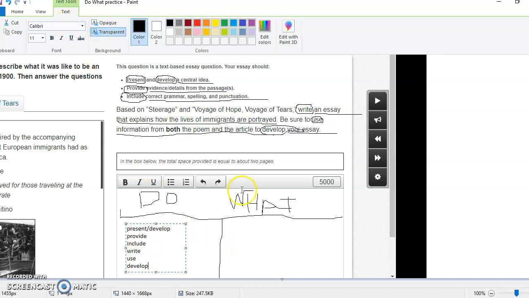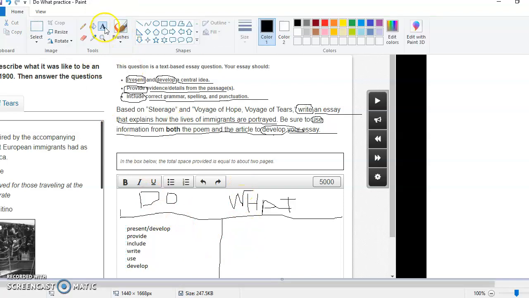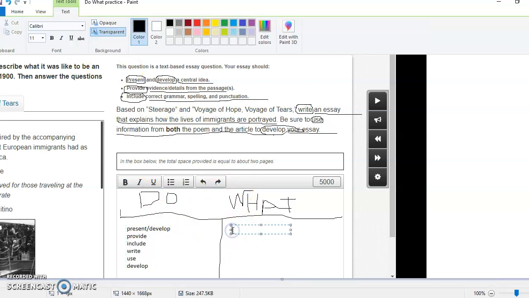Now we're going to go over here. I'm going to lift my pen and go over here. And now I want to look and say, okay, so what am I presenting or developing? I'm developing a central idea, okay, which is another word for main idea. What am I providing? I'm providing evidence and details from the text, okay?